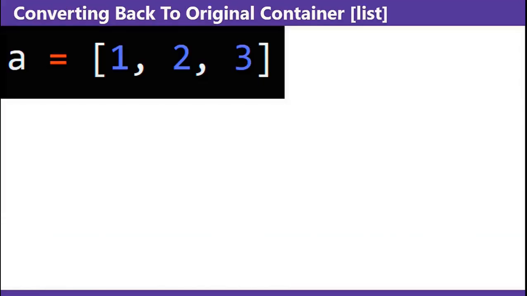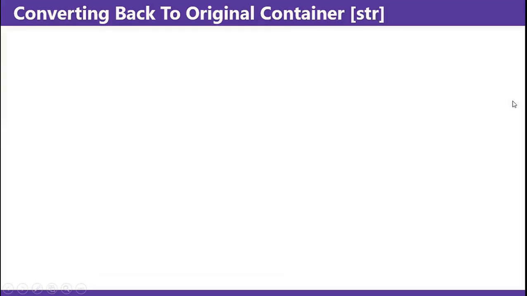You can also convert this reversed container back to the same type as the original container. Like in this code, it can be as simple as wrapping the reversed container in the list constructor. Converting a reversed string back into a string is a bit more complicated though.